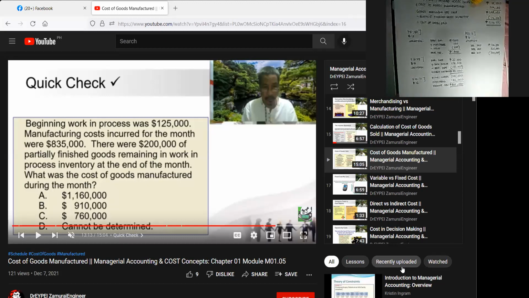What was the cost of goods manufactured during the month? Okay, so we have what? Equals goods manufactured during the month. Okay, so how much is that? Let us use again the calculator.